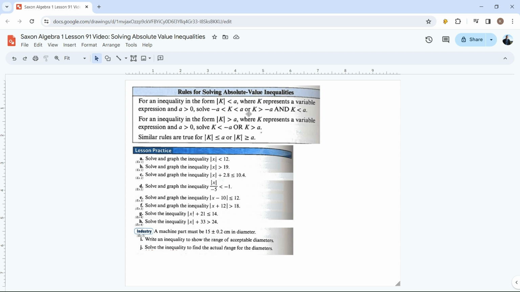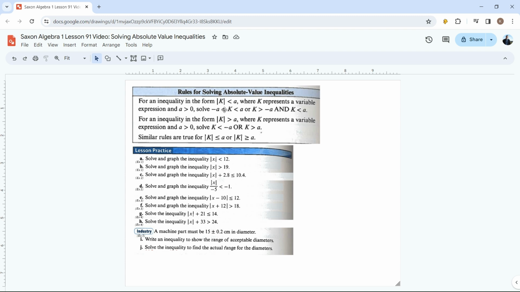This kind of looks like the way we would normally solve an absolute value equation. We'd say k equals negative a or k equals a. But in this case, instead of or, we use and. Okay, so for less than, we use and. We just need to make sure we have our inequality symbols in here as well.